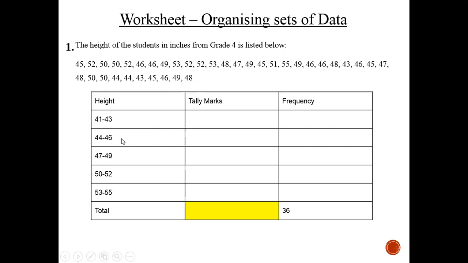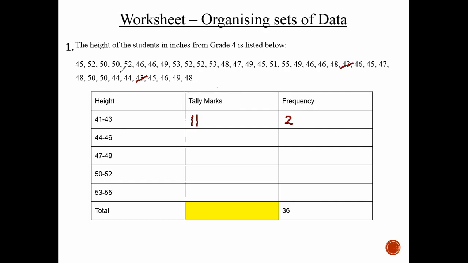Okay, so how are we going to do the tally for this? Let's look at 41 to 43. Based on the list given, we are going to check one by one which falls under 41 to 43. I can see the first one, so I'm going to strike off the first data and put the first line for the tally. That's the first one, 43, and then there's another one. So there are two data that fall into this group, 41 to 43, and I have two lines, 1, 2. So my frequency is going to be 2. That's how I organize my data.